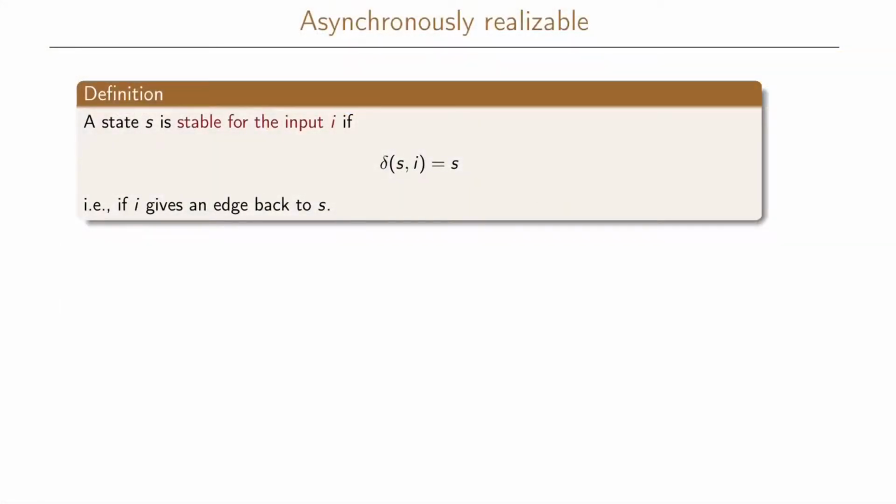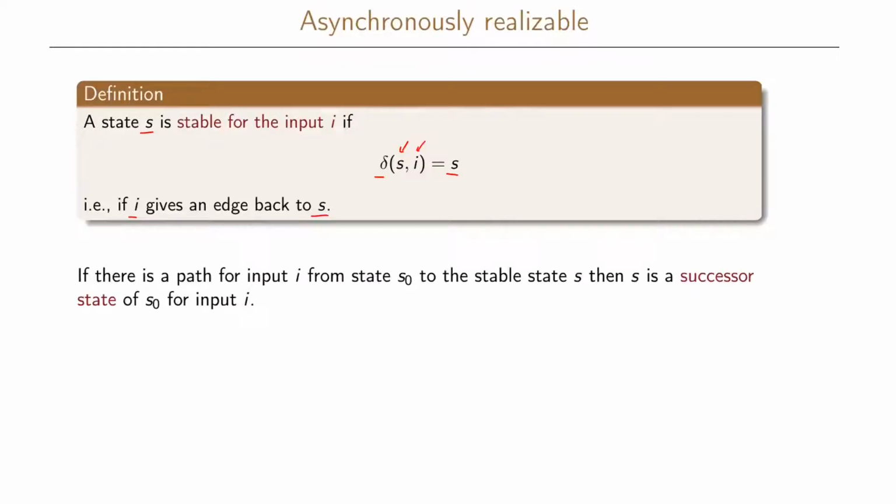We will now define asynchronously realizable graphs. We say that the state S is stable for the input I if the next state function that takes as input the state S and the input I is the same state S. In our graph, this means that if we have the input I, this gives an edge back to the same state S. Related to this, if there is a path for the input I from the state that we call S0 to the stable state S, then S is the successor state of S0 for this input I.